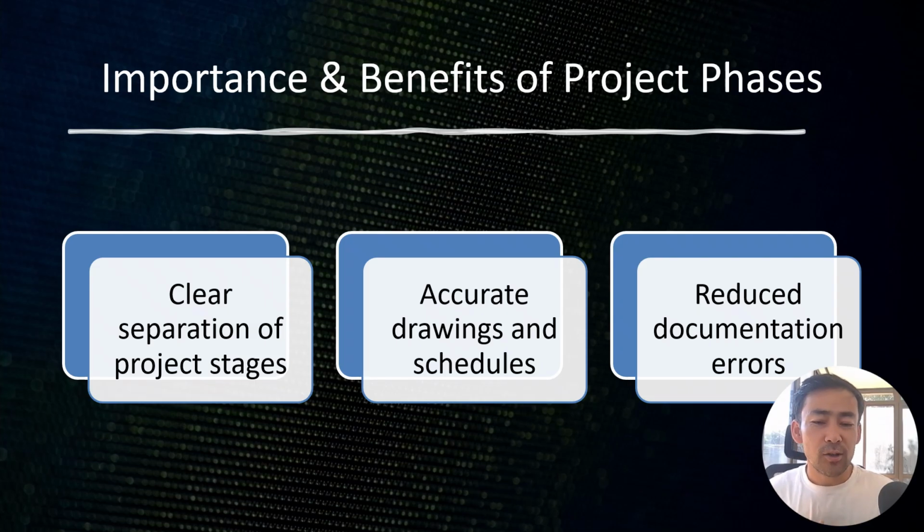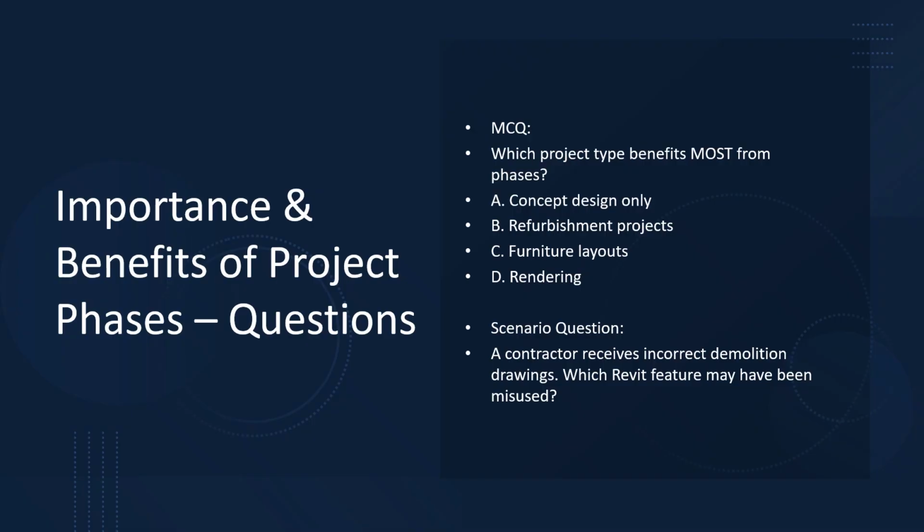It also reduces documentation errors. You would have clear and accurate drawings, accurate schedules for each phase, and you avoid errors in the future. A simple question: which project type benefits mostly from the phases? Say the refurbishment projects, because you assign the existing walls, for example, to the existing phase and the newly built elements to the new phase. So that's how you use the project phases in Revit.